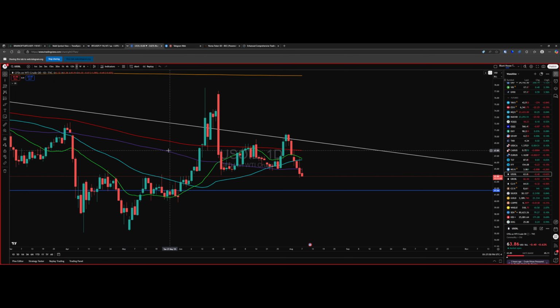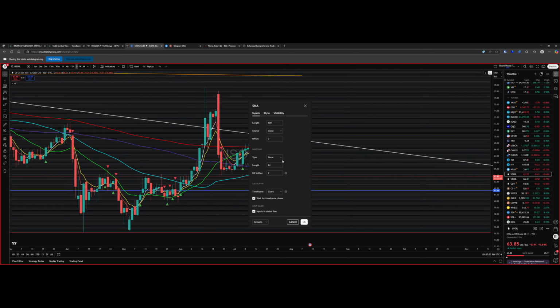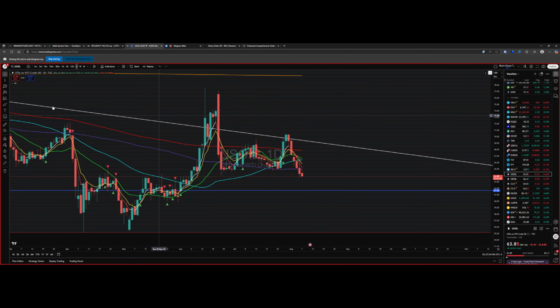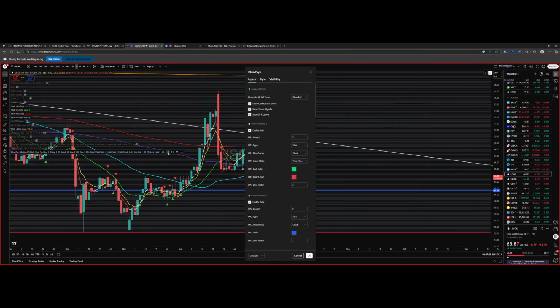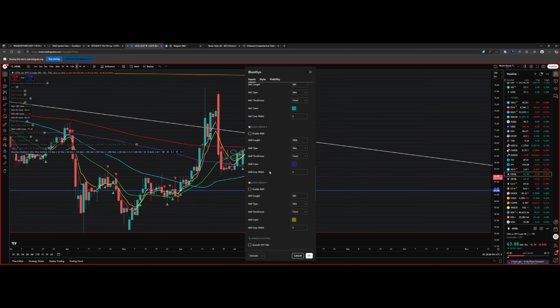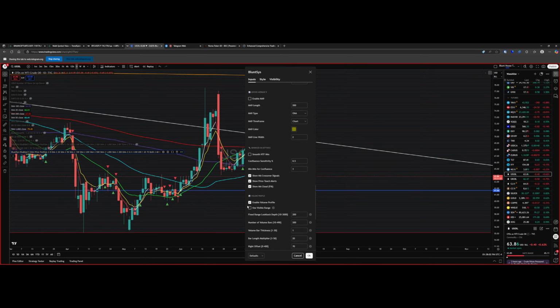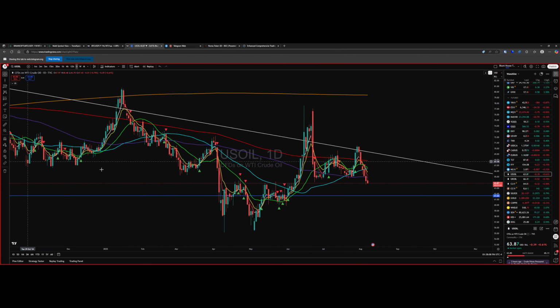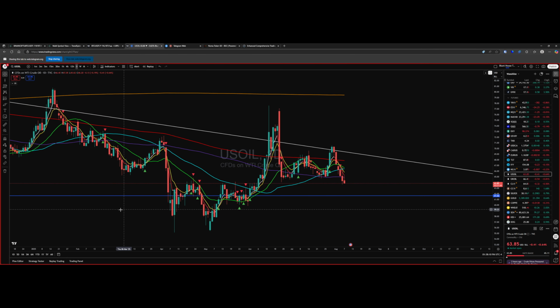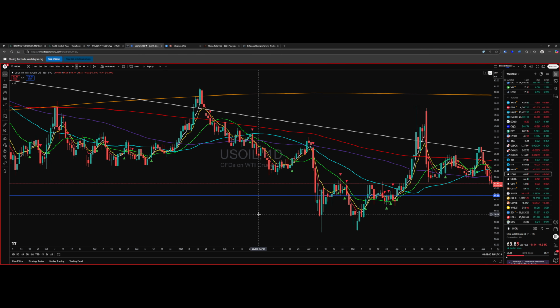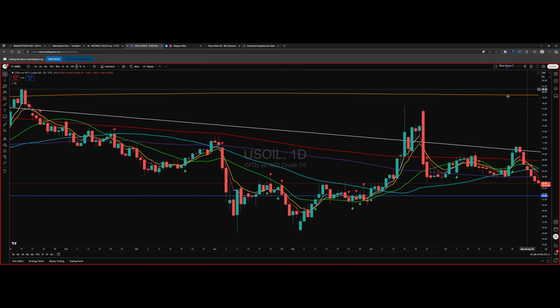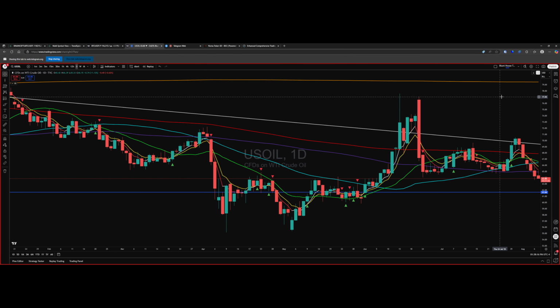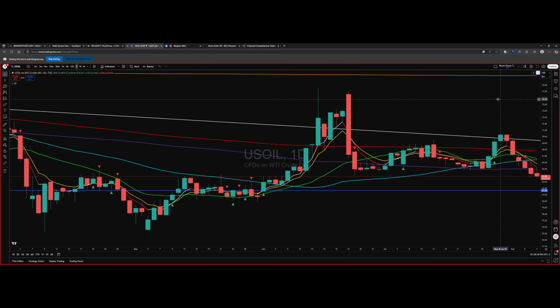I've got to take the volume profile off because this is not going to work. So this is oil. We look at oil all the time. We've seen it many, many times, and we continue to look at it because technically it reminds us why we're here. This is the daily chart for oil. We look at it every week. It's not something that's unfamiliar to you.